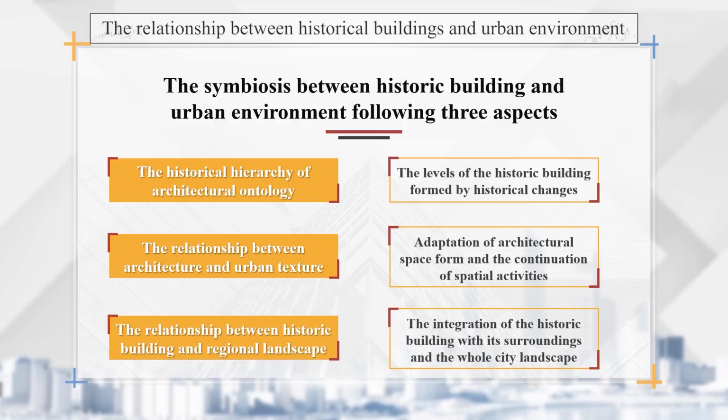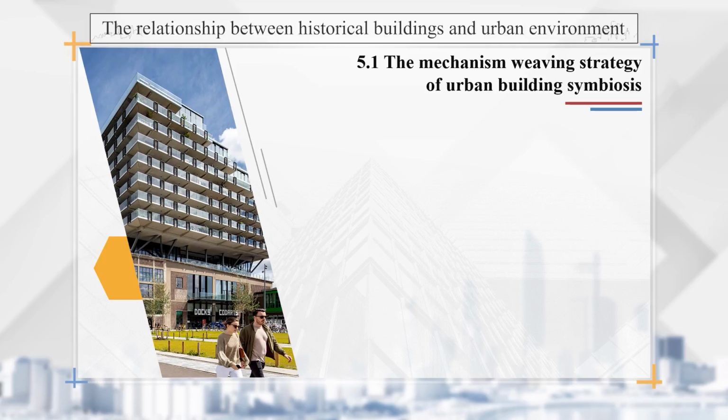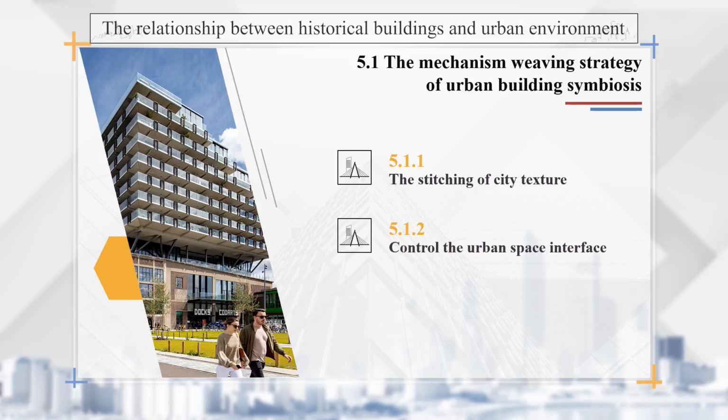Third, we should pay attention to the relationship between historic building and the regional landscape. The historical building is treated as part of the whole city landscape, thus realizing the integration of the historical building with its surroundings and the whole city landscape. So we've adopted three main strategies for these three relationships. The first is to continue the texture of the city. The second is to control the urban space interface. The third is to adopt a common space penetration strategy.